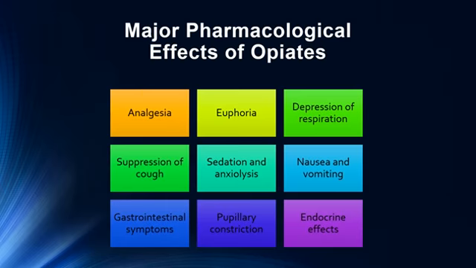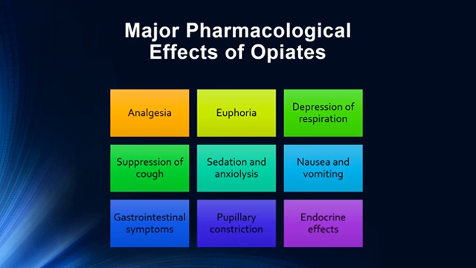So the major pharmacological effects of opiates are analgesia, which is pain relief, and euphoria, which is the high people feel from these drugs. The biggest danger of these drugs is their depression of respiration. In fact, people that overdose stop breathing, and that's why they tend to die. And that's because of the high number of mu receptors down in the brainstem, in particular in the medulla oblongata.